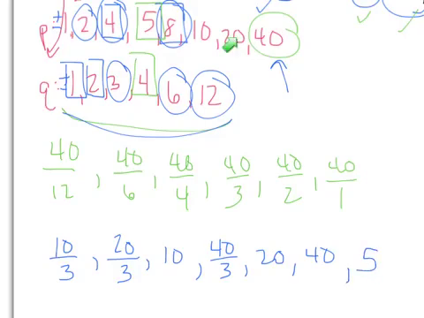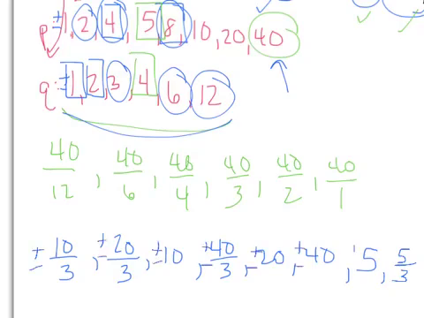Then we can go with 20 over 6. Well, 20 over 6 is 10/3. That's already there. And then the last part, 20 over 12. Reduce them both by 4, and we get 5 over 3, and that's a new one. We don't have that yet. So 5/3, remembering that all of these are really plus or minus.